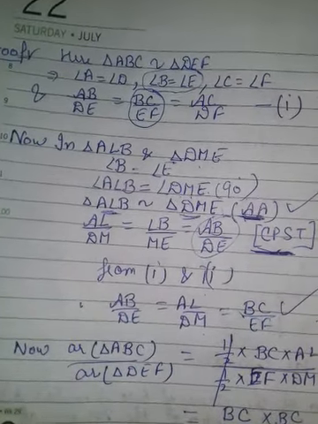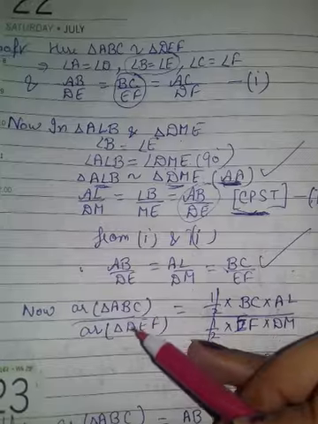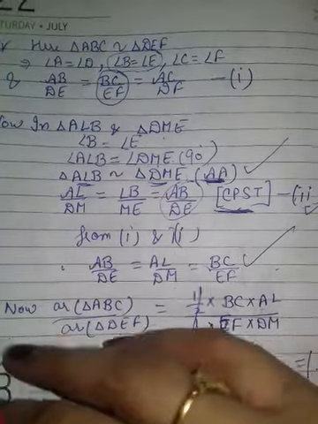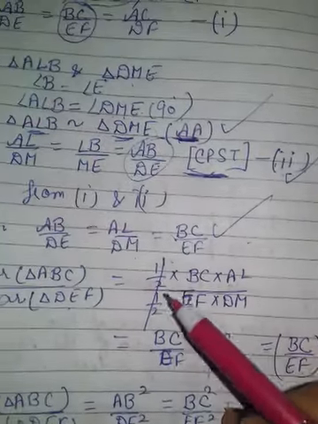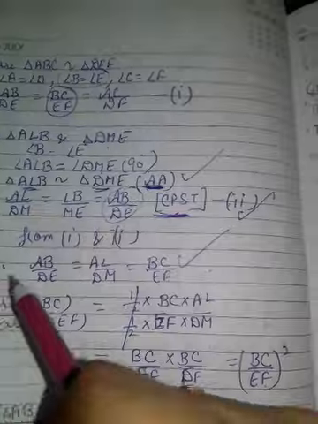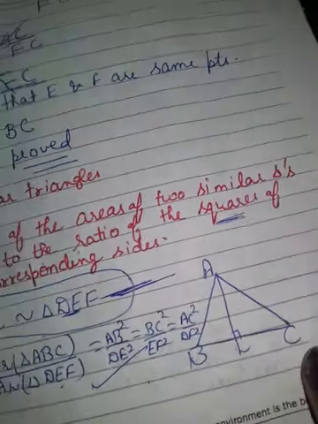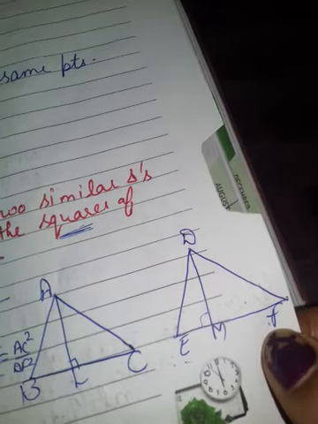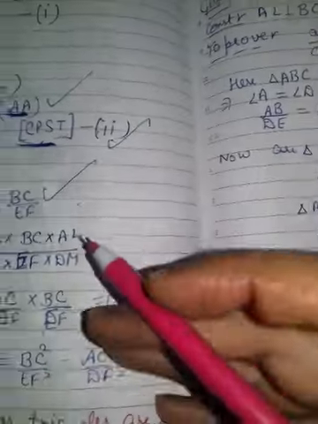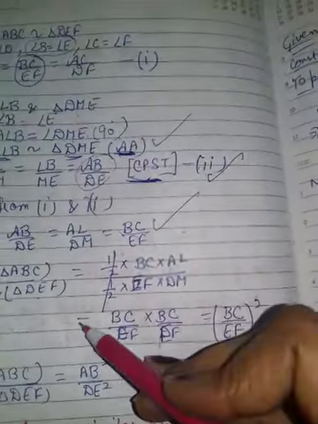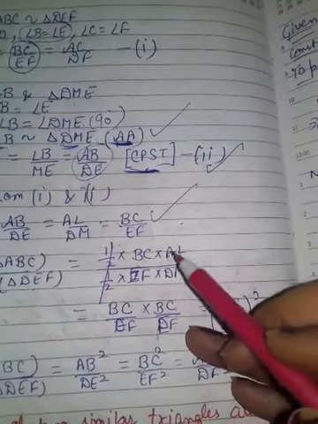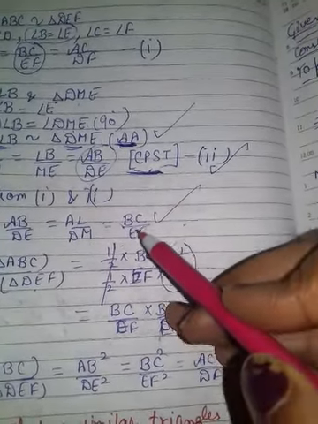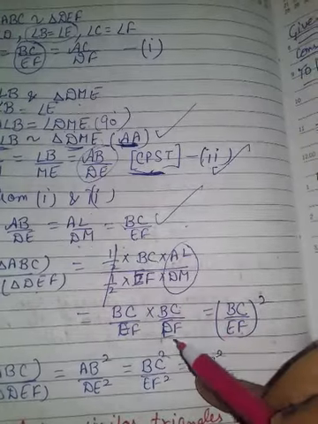Now according to your proving part, I have taken the area of these two triangles that you have to prove. Now you know half into base into height. What is the base in triangle ABC? BC is the base, height is AL. And in this triangle, what is the base? EF, and DM is your height. These two halves will cancel. BC upon EF is the same. AL upon DM, you can write it as what? BC upon EF.